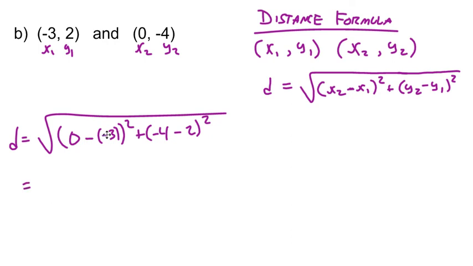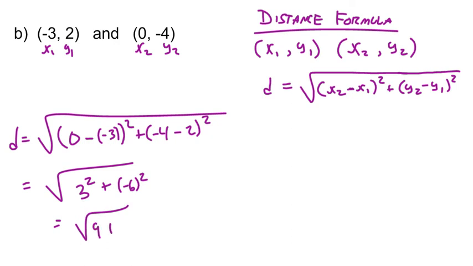0 minus a -3. A double negative equals a positive. So this is going to become positive 3 squared. Okay, 0 plus 3 squared plus -4 minus 2. Well, that's a -6, so that's going to be -6 squared. Basically I just simplified everything inside of the parentheses, and 3 squared is going to give us our 9, and this is going to give us our 36.